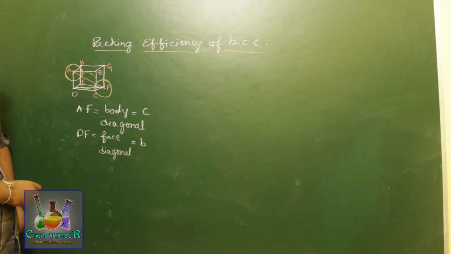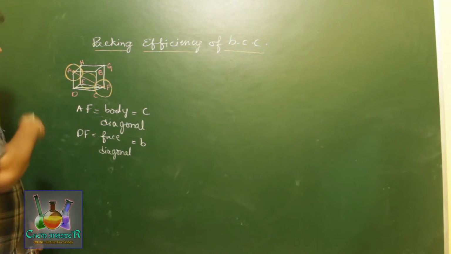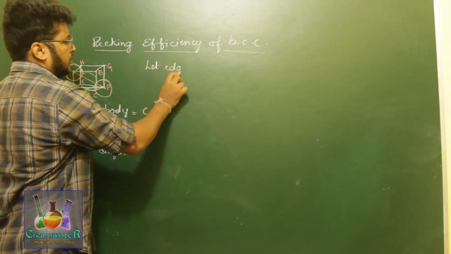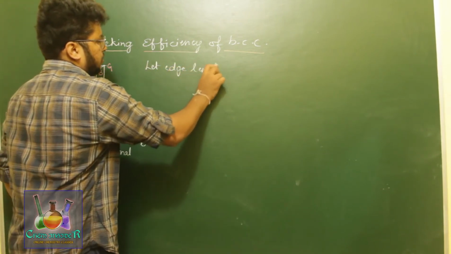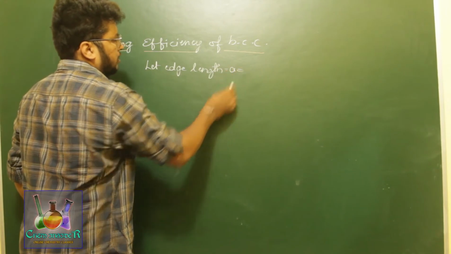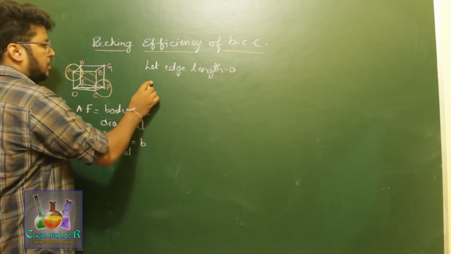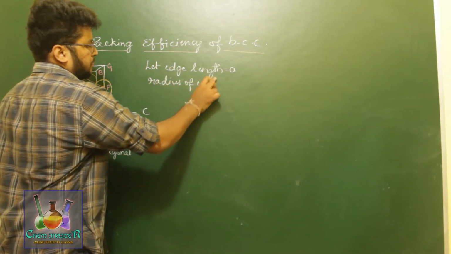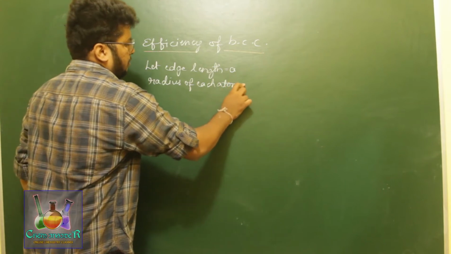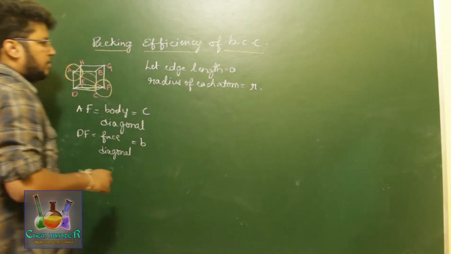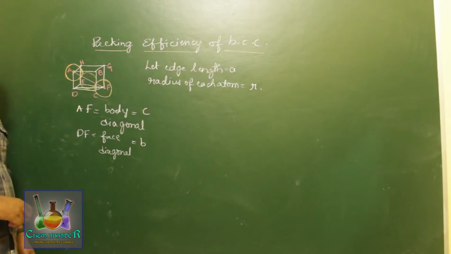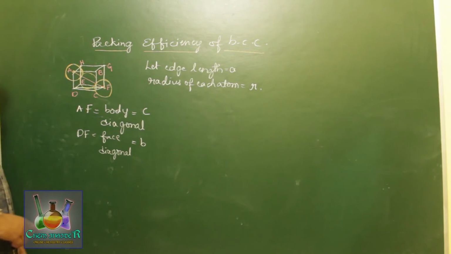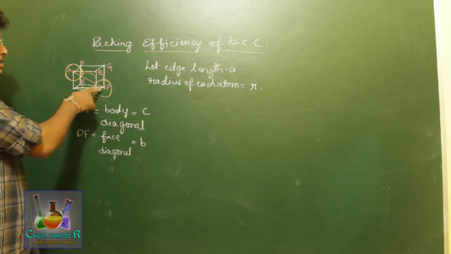For the derivation we need to first consider the lengths. So let the edge length of this unit cell be A, and the radius of each atom be R. Okay, so from the figure we need to calculate the values of C and B. For that, first we'll consider triangle DCF.